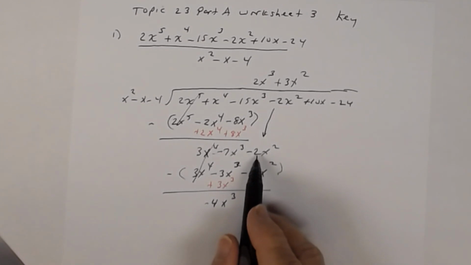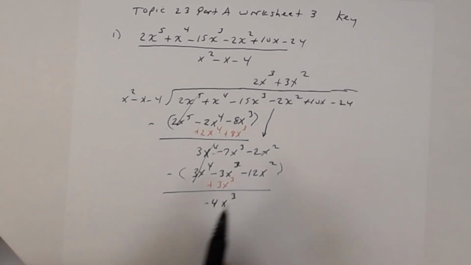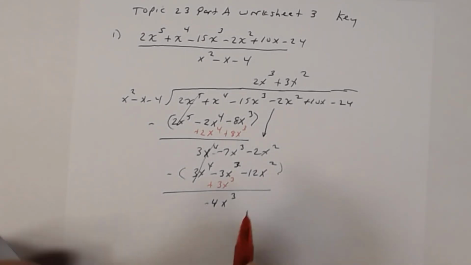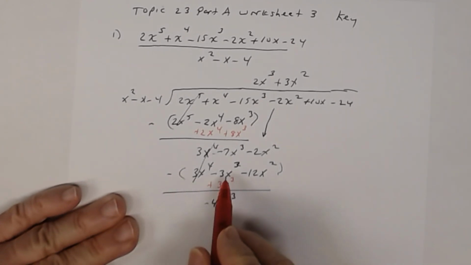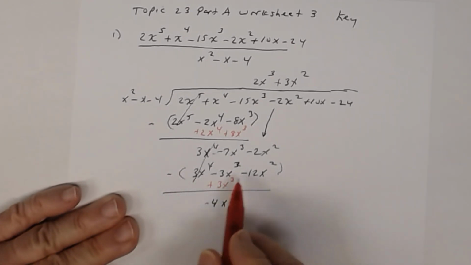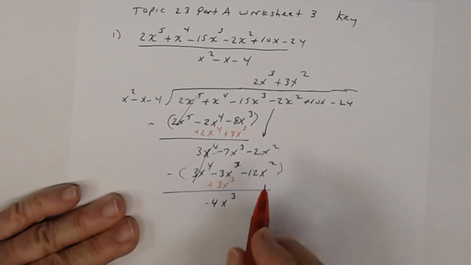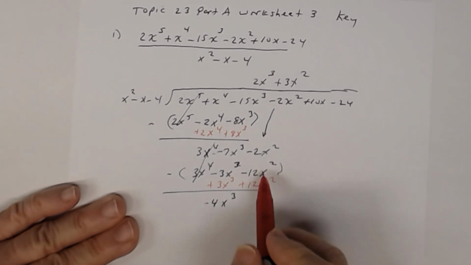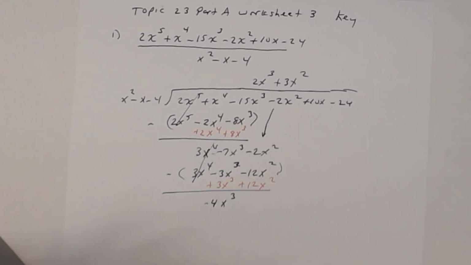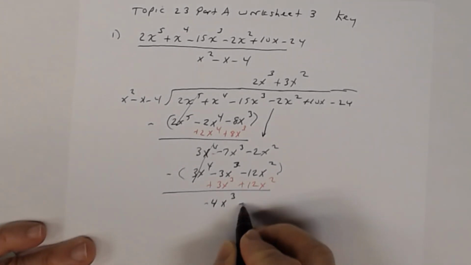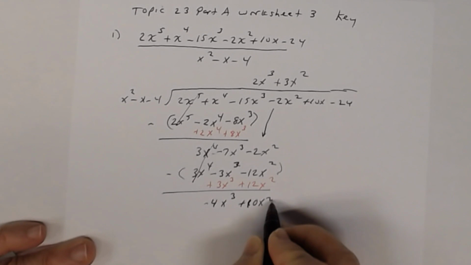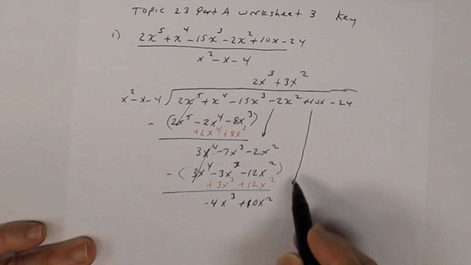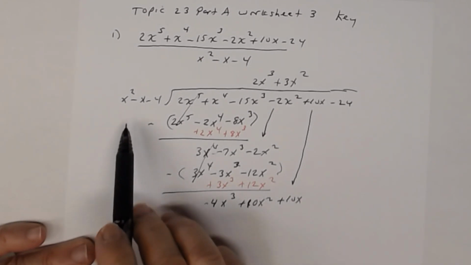Okay? Negative 2x squared subtract a negative 12x squared. So again, you're subtracting, you're taking the opposite of negative 12x squared, which means adding 12x squared. So negative 2x squared plus 12x squared is 10x squared. Then you bring down the next term. Notice the degree here is 3. The degree here is 2.